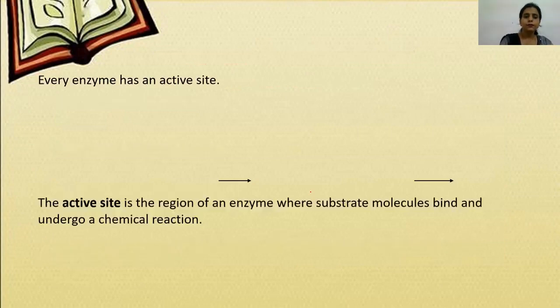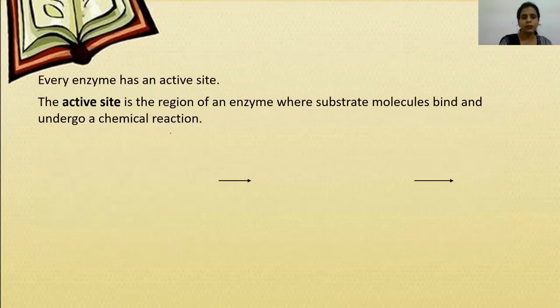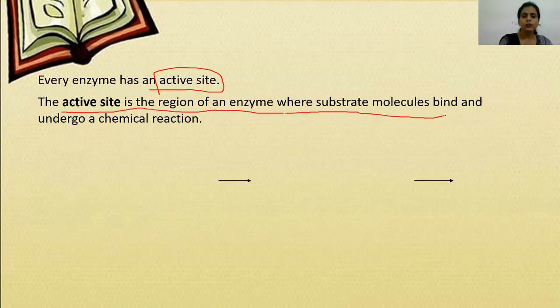Next, the enzyme has an active site. I've already told you in the previous slide that every enzyme has an active site. In case the definition of the active site is asked, you will write that the active site is the region of the enzyme where substrate molecules bind and undergo a chemical reaction. So, what is the active site? The active site is a part of the enzyme, a region in the enzyme where the substrate molecule binds and undergoes a chemical reaction.